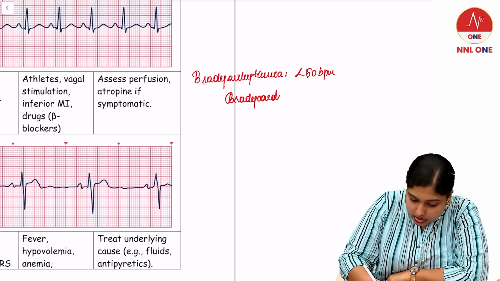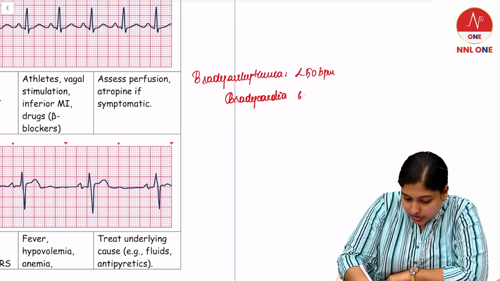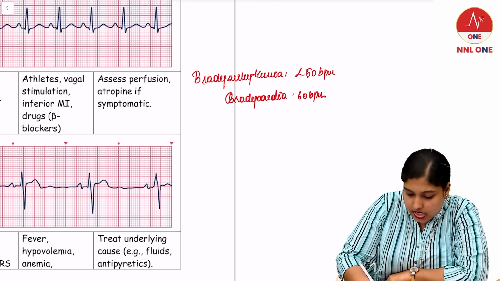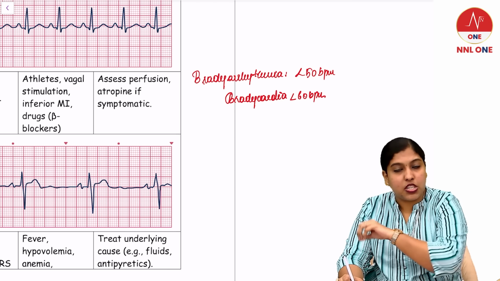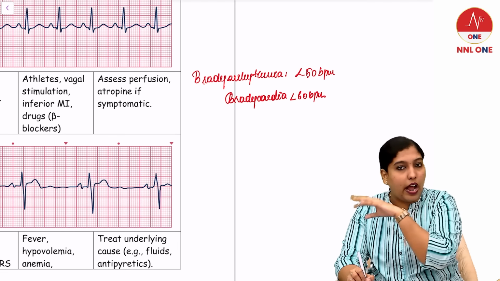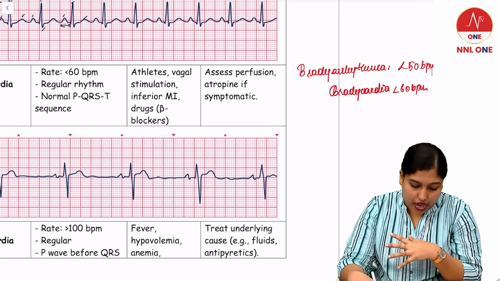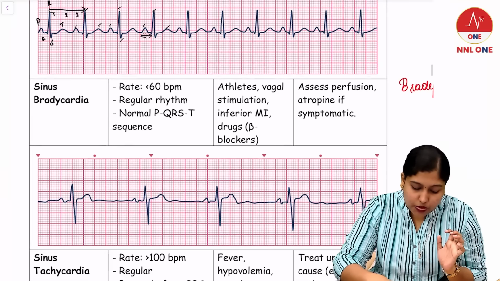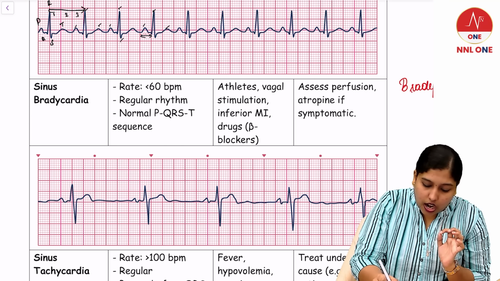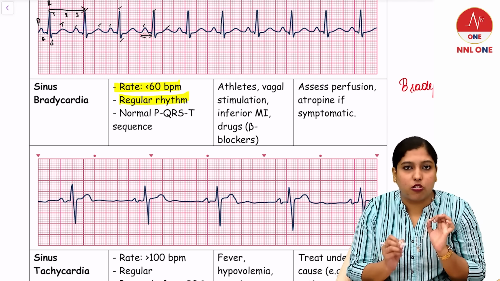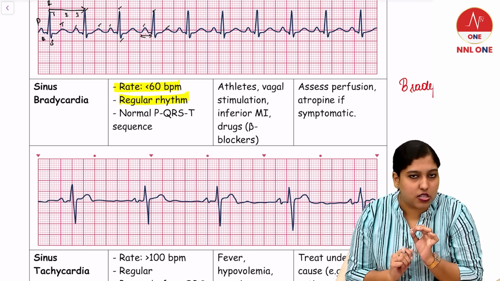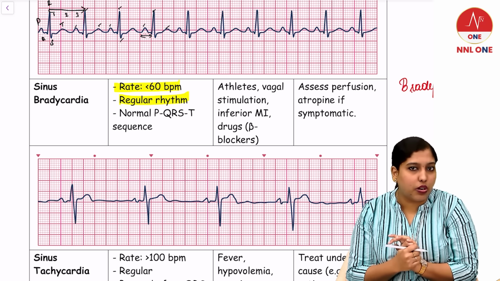Bradycardia, you are telling, is when it is less than 60 beats per minute. Whereas bradyarrhythmia is when it is going less than 50 beats per minute and it has some rhythmic alterations. So in sinus bradycardia, the heart rate will be less than 60 beats per minute and the rhythm will be regular. There will be no abnormalities in the rhythm, but the heart rate will be reduced.